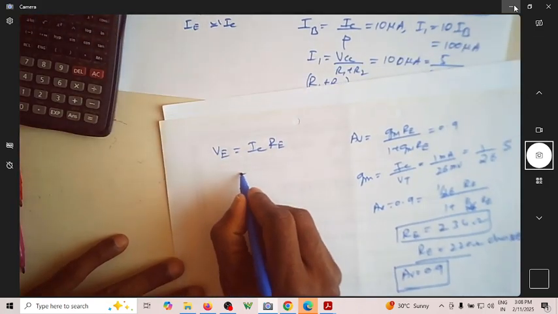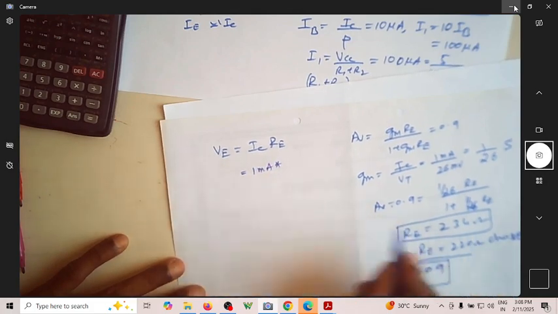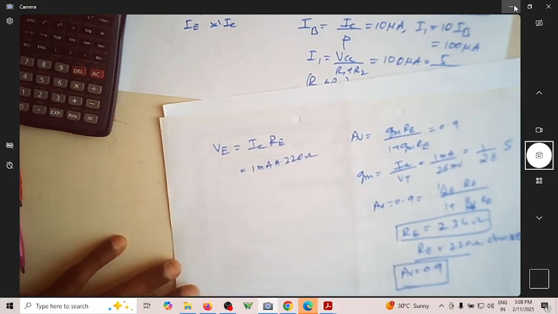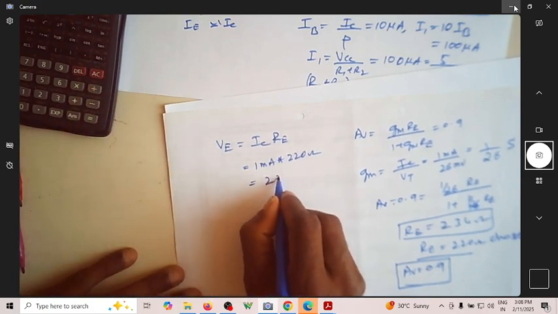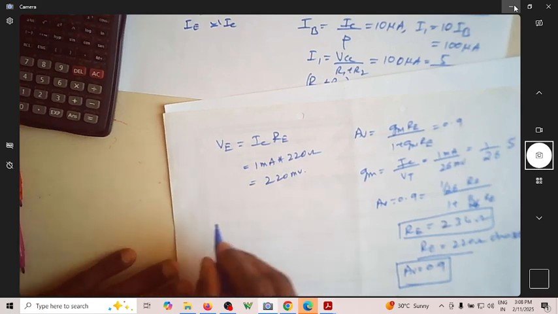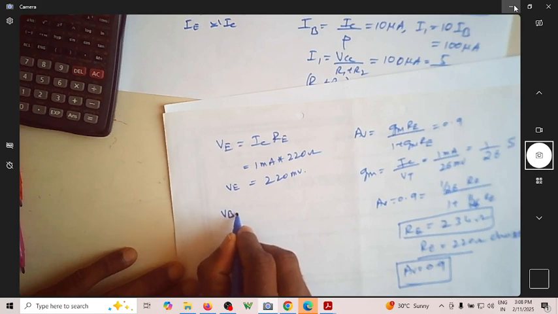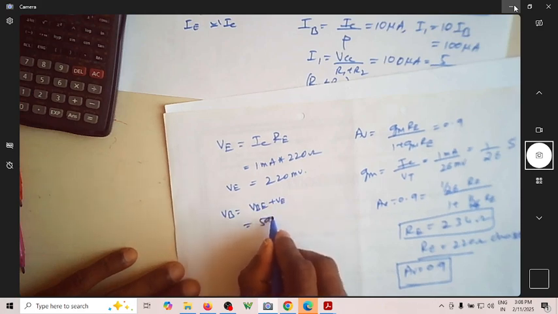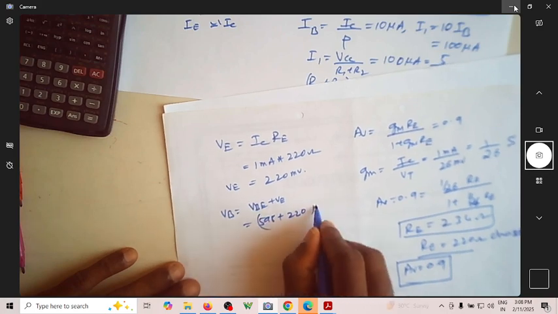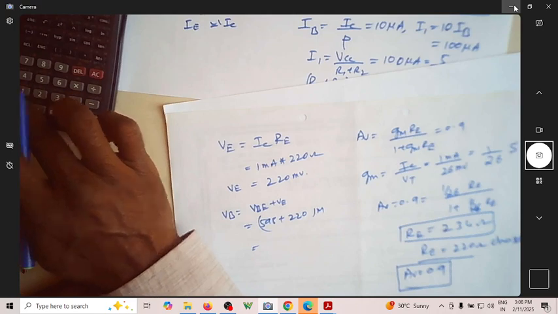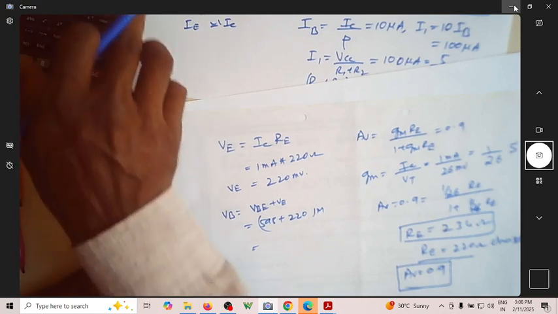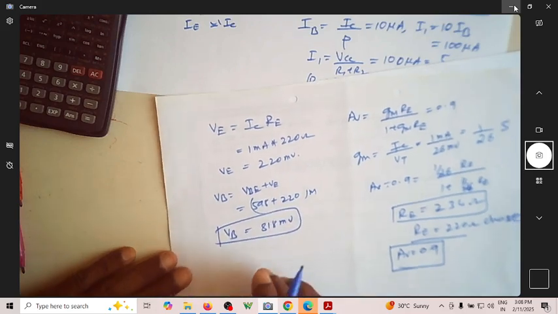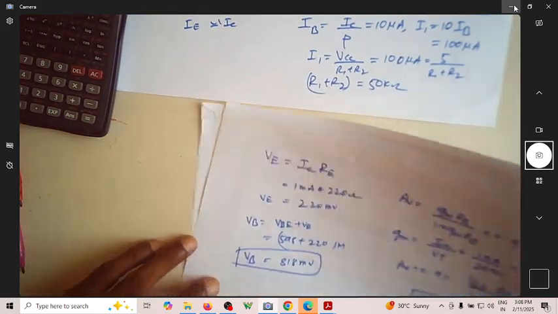So now, what is VE? It is 1 milliampere multiplied by RE, and RE is 220 ohm. That's what I'm actually connecting. So this is 220 ohm. Is it not 220 millivolt? This is VE. How much is VB? This is actually VBE plus VE, which is 598 plus 220 millivolt, which happens to be 818 millivolt. That is your VB. To get this much, you have this expression. Where is that?